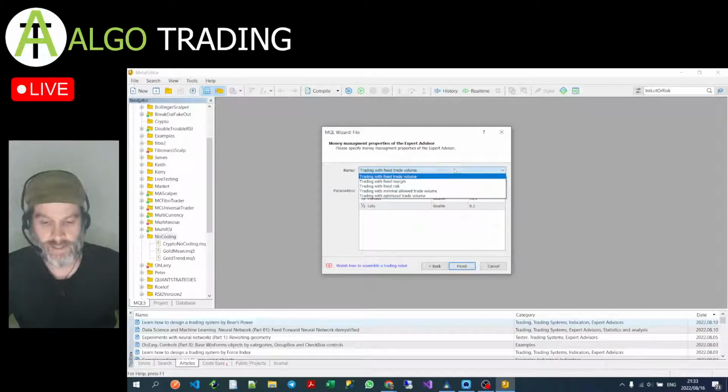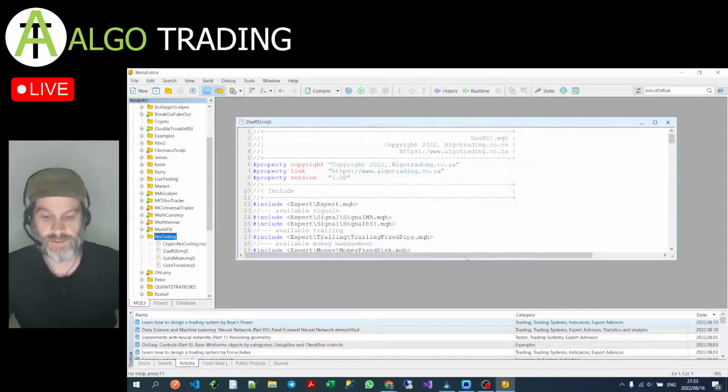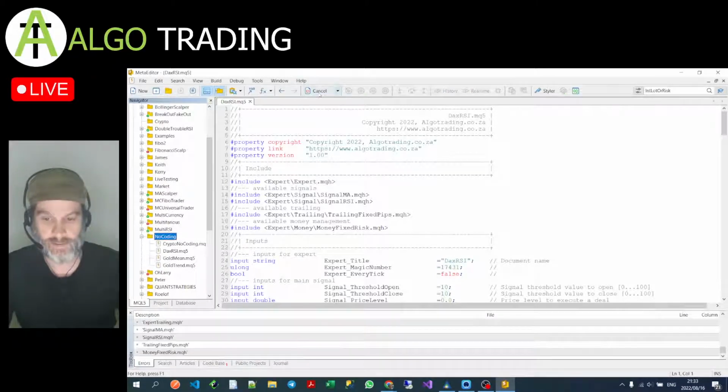Next, and then we're going to trade with fixed risk. As I explained many times, I prefer using risk. It means you can set it at a percentage and you never have to edit the lot size again. Finish. Okay, so there's our DAX RSI. Now what do we have to do? We have to compile it.